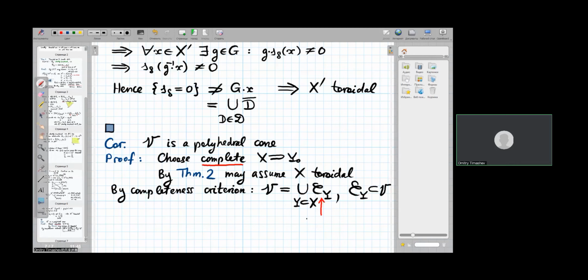Since there is no color, C_y is contained in the valuation cone. These are polyhedral cones, and V is a finite union of polyhedral cones. Hence, it is also polyhedral.